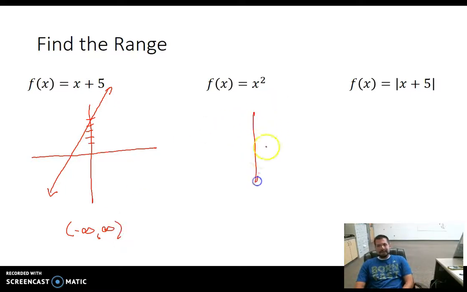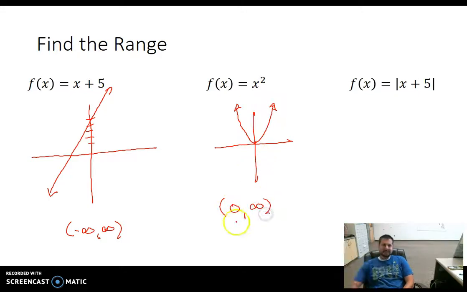x squared, again, graph it on your calculator. It looks something like this. And again, your teacher can help you if you need to. The graph looks like that. You'll notice this time the range, this graph does not go down forever and ever. The lowest point on it is y equals 0, and then the graph goes up and up and up all the way to +infinity. Lastly, we've got the absolute value of x + 5, which is a graph that looks like this.